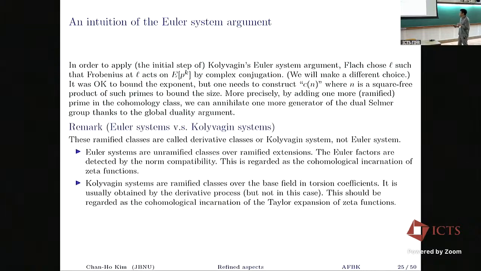Here's a remark on Euler systems versus Kolyvagin systems. Euler systems, as I emphasized many times, are basically classes that are unramified over ramified extensions, and Euler factors are detected by norm compatibility. I usually consider it as a cohomological version of the zeta function. But Kolyvagin systems are basically ramified classes over base fields in torsion coefficients, usually obtained by a derivative process, but not in this case, as you will see later. This should be viewed as a cohomological version of the Taylor expansion of the zeta function.